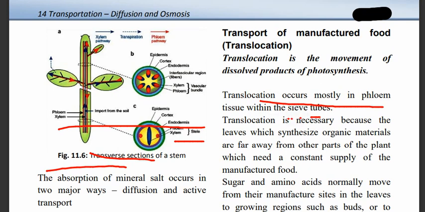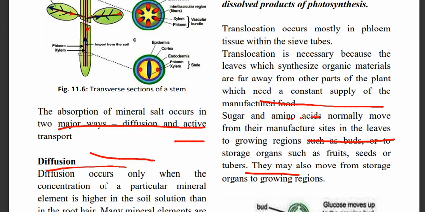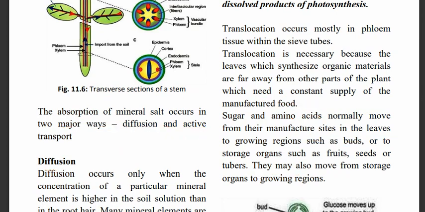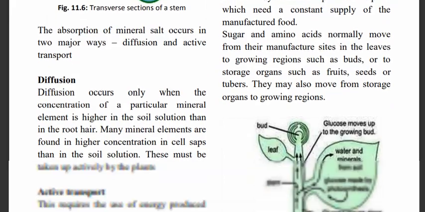Translocation is necessary because the leaves, which synthesize organic materials, are far away from other parts of the plant which need a constant supply of manufactured food. So sugar and amino acids normally move from their manufacture sites in the leaves to growing regions such as buds, or to storage organs such as fruits, seeds, or tubers. They may also move from storage organs to growing regions.